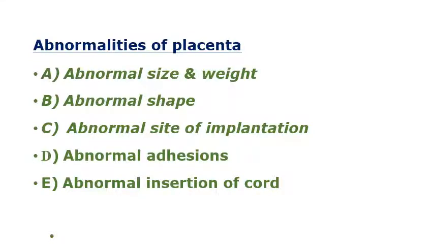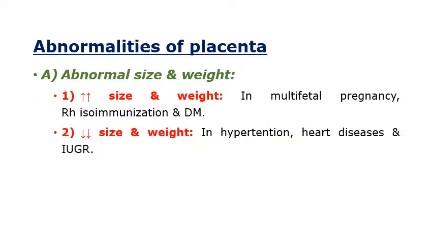Very important question: what are the abnormalities of the placenta? There is abnormality in size and weight, abnormality in shape, abnormality in site of implantation, abnormal adhesion, and abnormal insertion of the cord. Abnormalities of size and shape: the placenta may increase in size and weight in cases of multifetal pregnancy, diabetes mellitus, and Rh immunization. It decreases in size and weight in hypertension and intrauterine growth restriction.